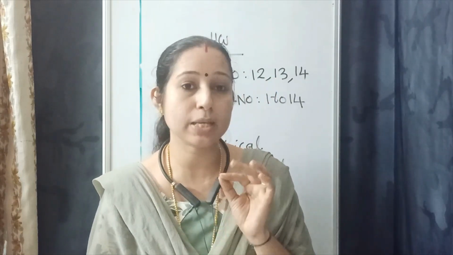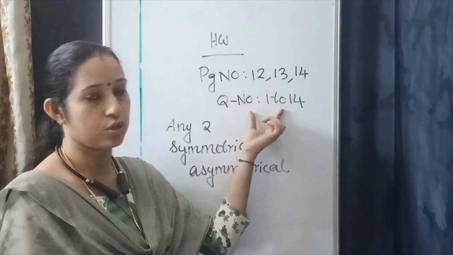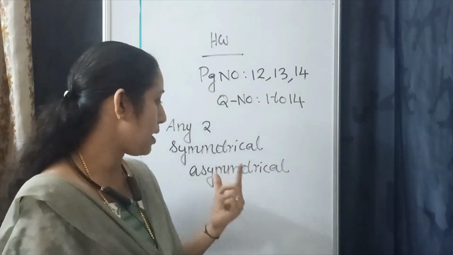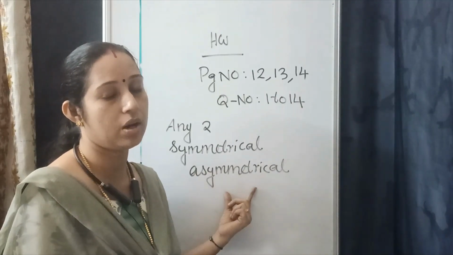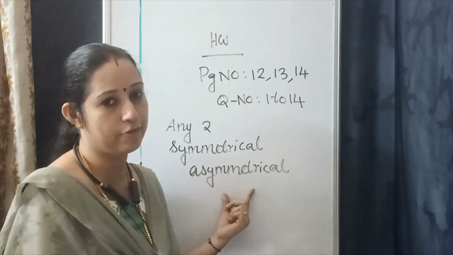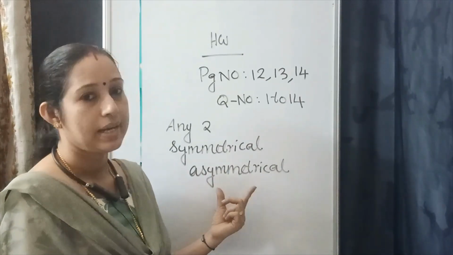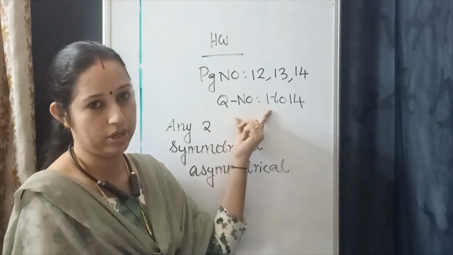Okay, so today's question is: draw any two symmetrical and asymmetrical figures. This is the homework question. Miss will give two assignments. In the first assignment, you submit the question answer, meaning draw two symmetrical and asymmetrical figures in your notebook or on the back side of your notebook and submit it in the Google Classroom that day itself.